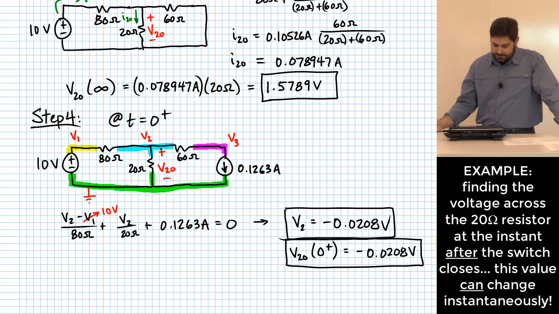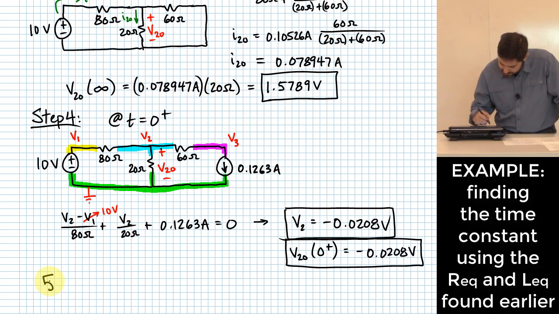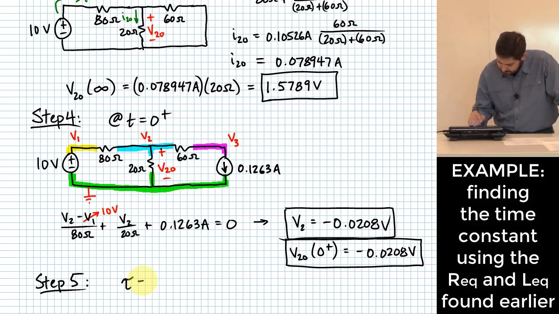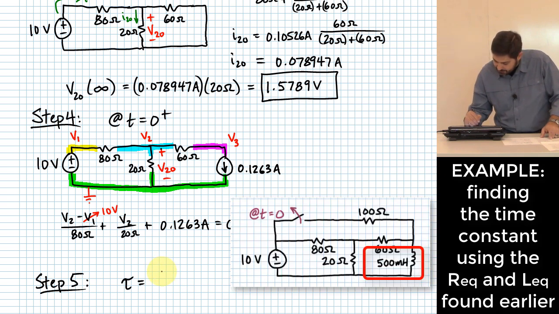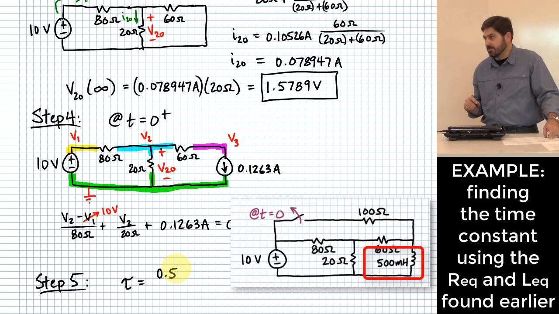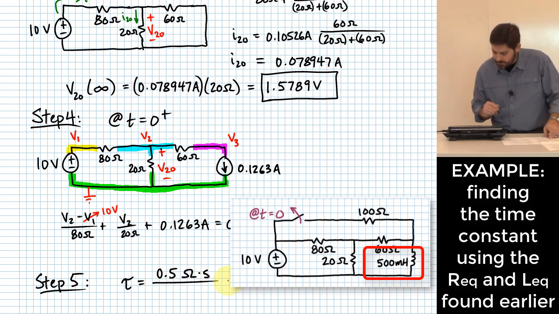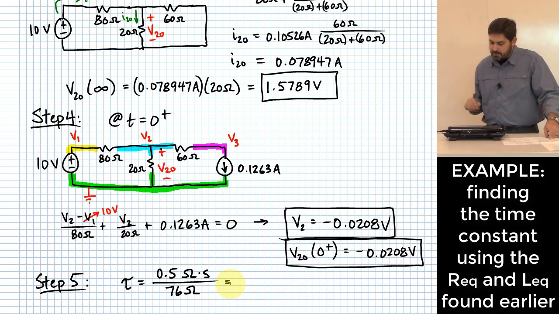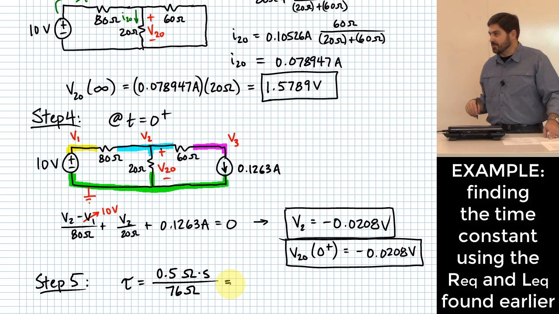All right, what do we have next? This is an easy step. Step 5, time constant. What's our time constant? It is going to be LEQ over REQ. So for that, we want to do 500 millihenries, which is the same thing as half a henry. And a henry is what? Okay, it's an ohm second. Divided by my REQ, which is 76 ohms. So the units of this do come out in seconds. That makes us feel good, because it should, or some unit of time at least.